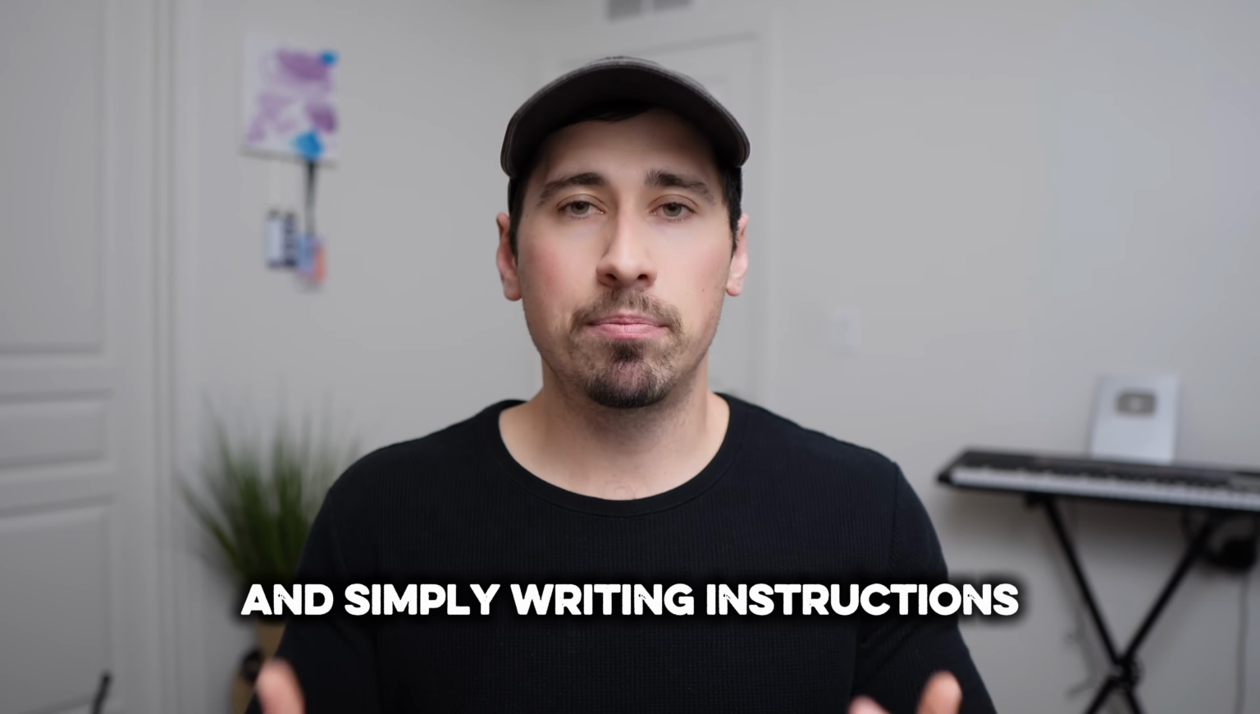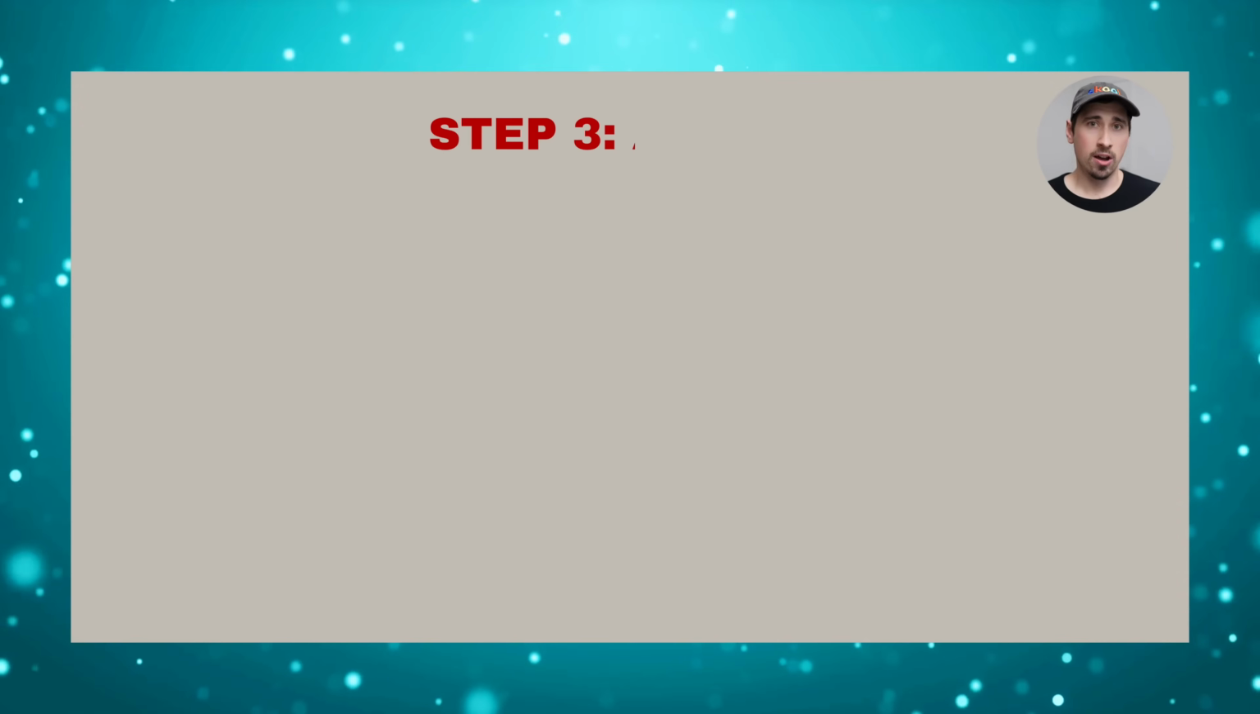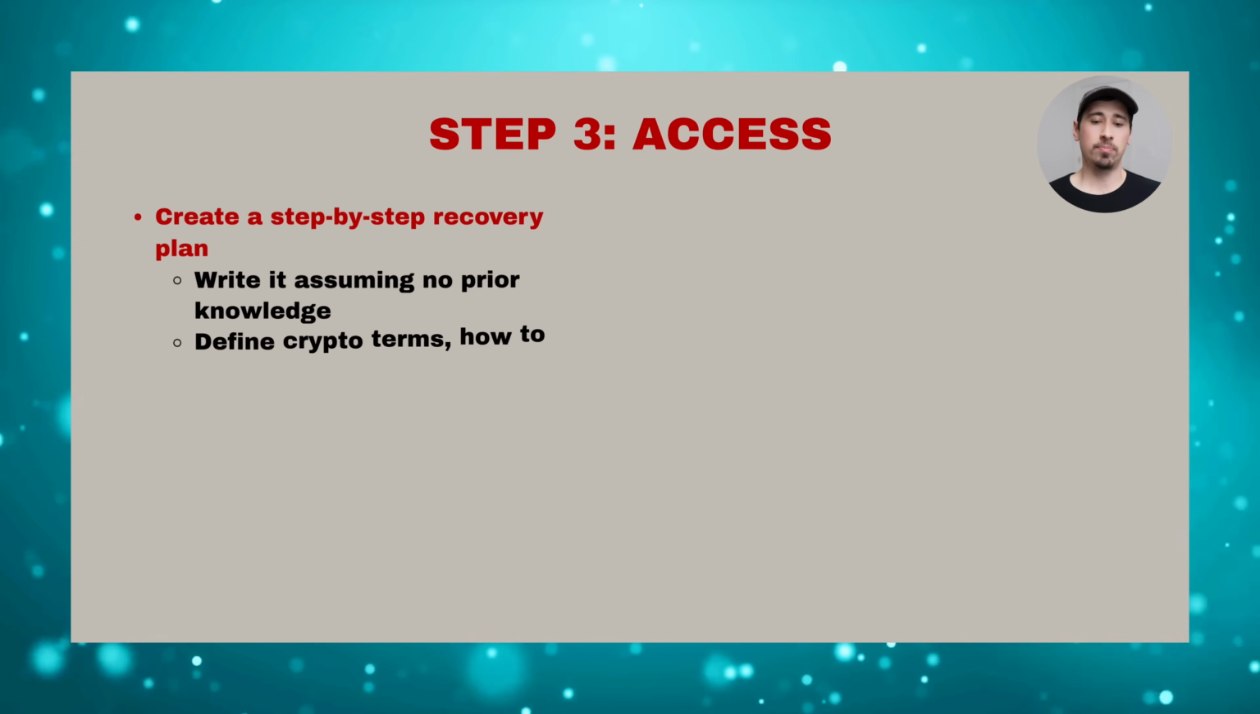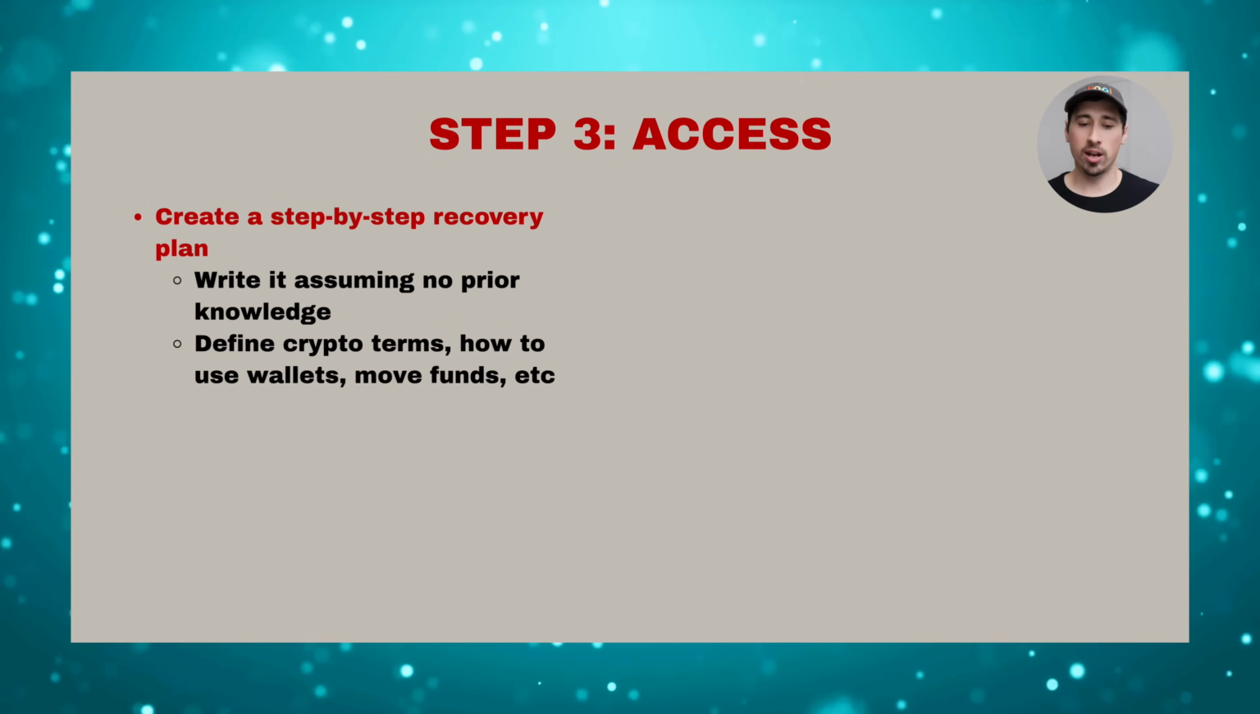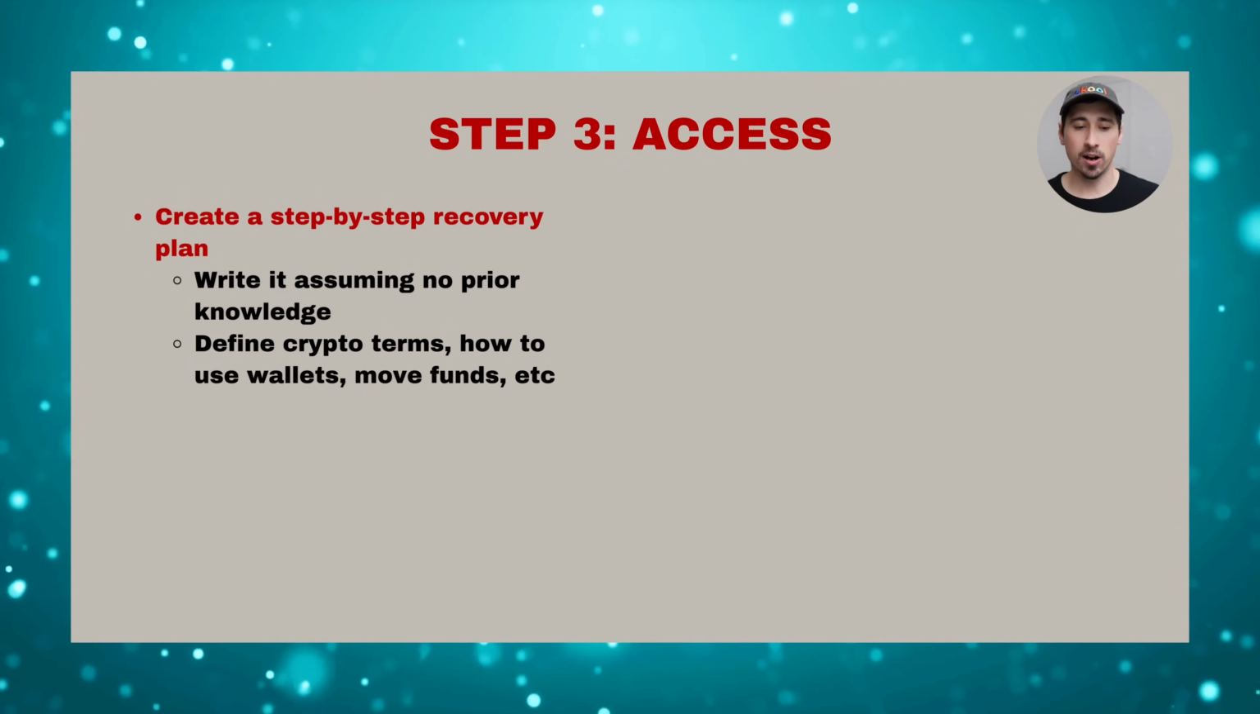This step is so important because it clearly explains how your trustee is going to access your crypto and distribute it to all the beneficiaries, and simply writing instructions usually isn't enough. So here's exactly what you're going to do instead. First, you need a step-by-step recovery plan written for someone who has never touched crypto. What's a seed phrase? How do you enter it into a wallet? How do you actually move funds?